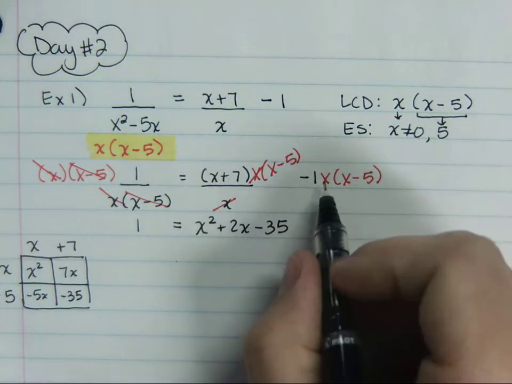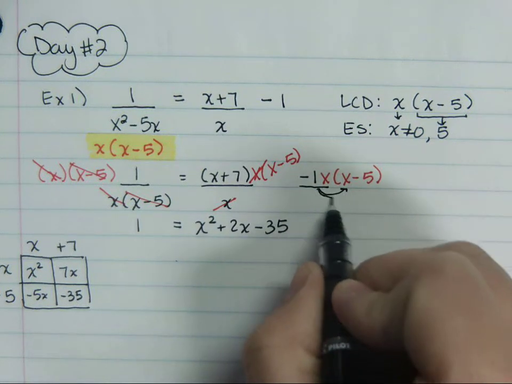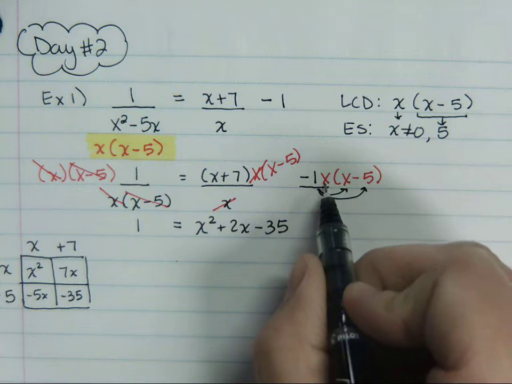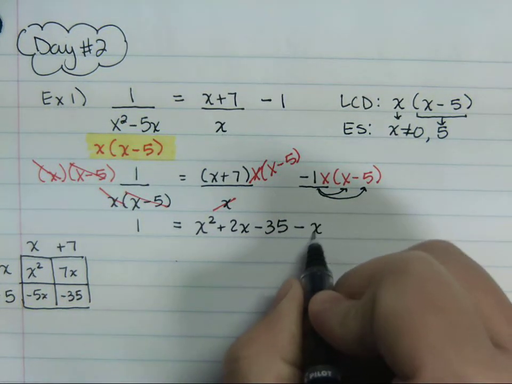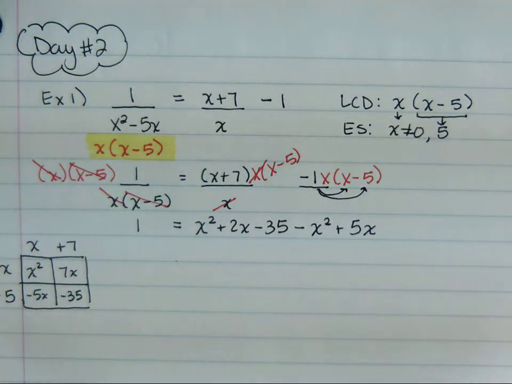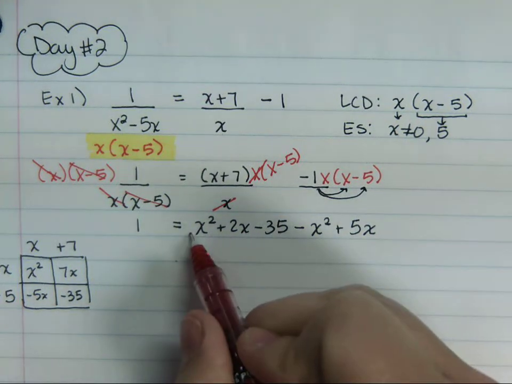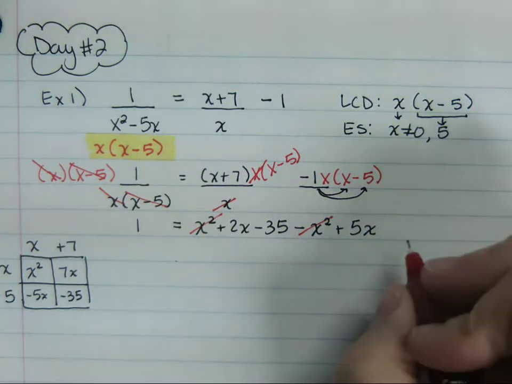And now when I look at this last one, I need to take -1 and distribute that to break up the parentheses. But I'm going to attach the x to the -1. So I have a negative x squared plus 5x. And so now I'm going to combine some like terms here. Notice that the x squared and the negative x squared cancel out. So this is not going to be solving a quadratic. I'm going to be solving a linear.